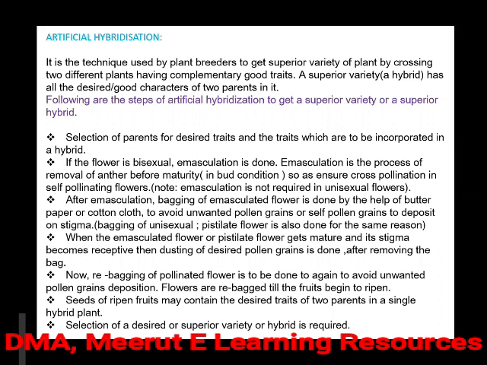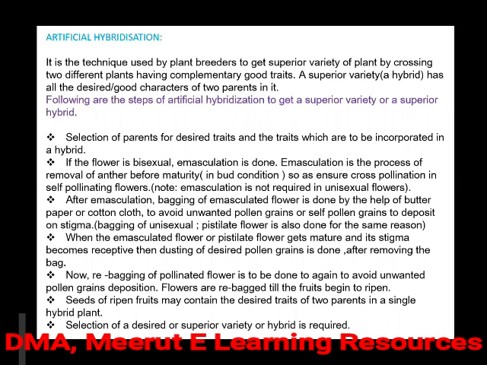What do you mean by this technique? This is the technique used by plant breeders to get a superior variety of plant by crossing two different plants having complementary good traits. What does it mean? It means that if we want to incorporate good characteristics, good traits you can say, of two different plants in a single plant to get a superior variety, then this technique must be used.